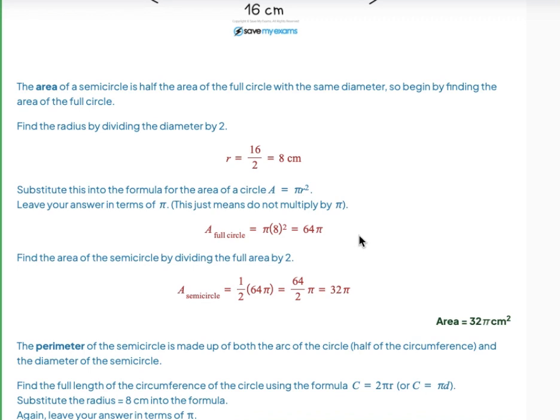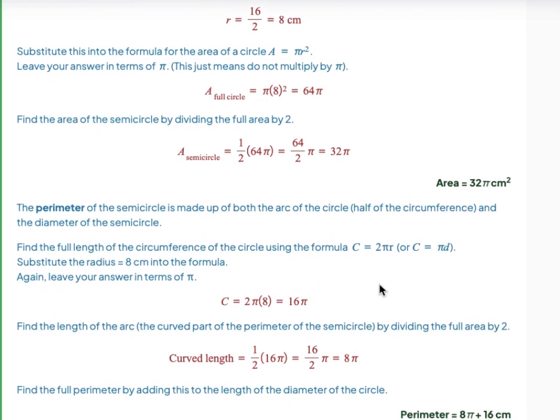So see, 32 pi for the area of a semicircle. The area of a circle is 64 pi, which we obtained, and the area of a semicircle becomes 32 pi. So the area of that shape is 32 pi. Okay.